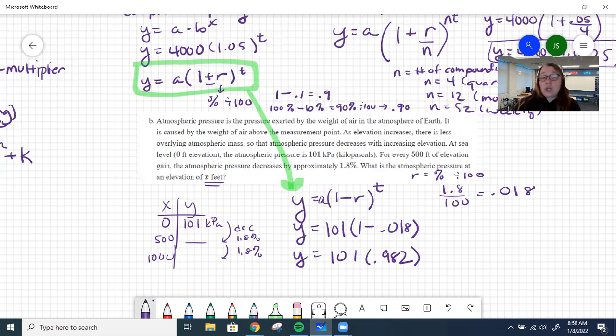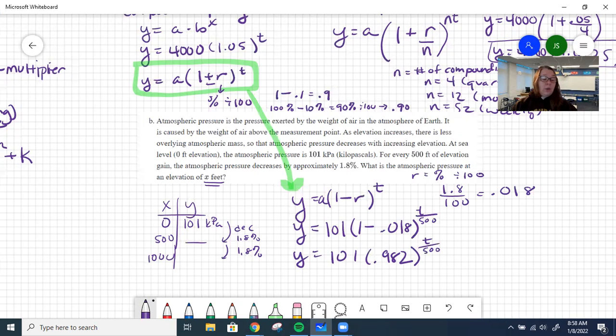Now, I'm not going to just do this to the T power, because if I do that, that means this is happening after every 1 foot, right? But this happens every 500 feet. So if I wanted to figure this out after 1,000, I'd have to take 1,000 and divide by 500. It's like how many sets of 500 are there? Because I only want to know after 1 foot. So then what I would have to do is divide by 500.